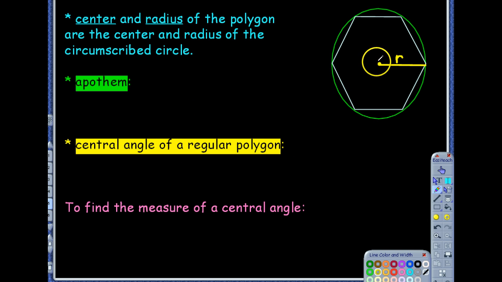So this is also the center. I just want to emphasize that. I don't want you to think that I'm drawing in a special line here, but this point right here is still my center.